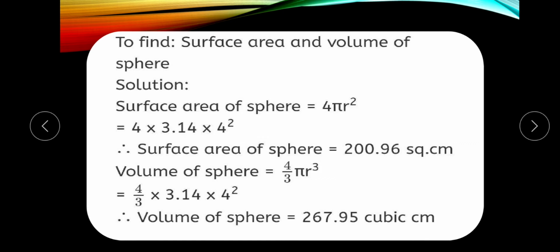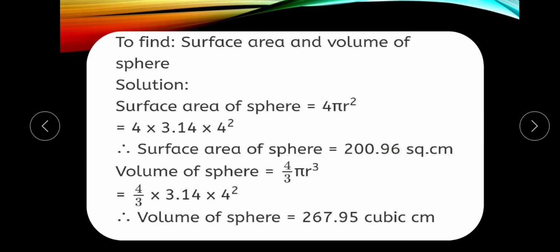First one, 4 cm. Here we need to find the surface area and the volume of the sphere. So we will write the first part: the surface area of the sphere is equal to 4 pi r square. Substituting the value, we get 4 into 3.14 into 4 square, where 4 is the radius. Solving it, we get the surface area of the sphere is equal to 200.96 square centimeter.